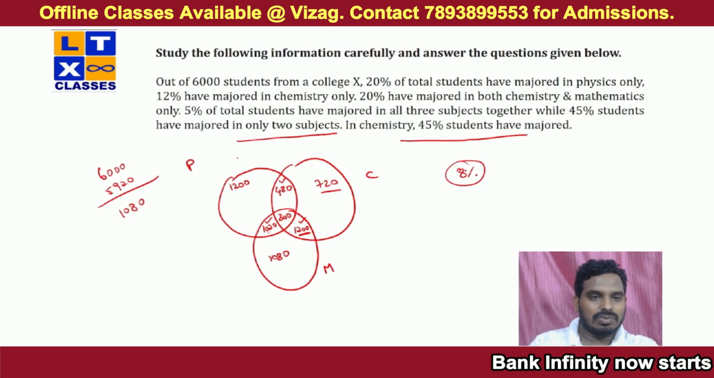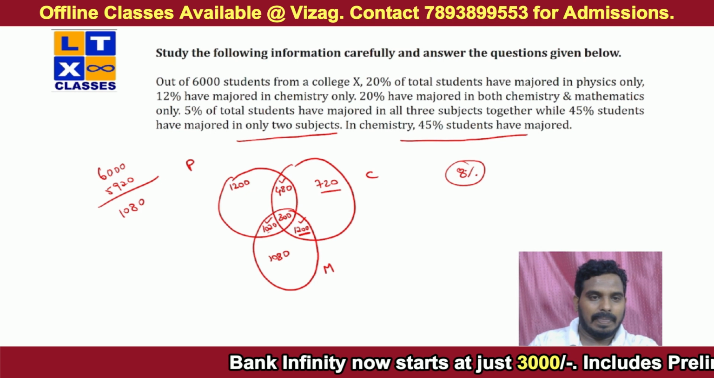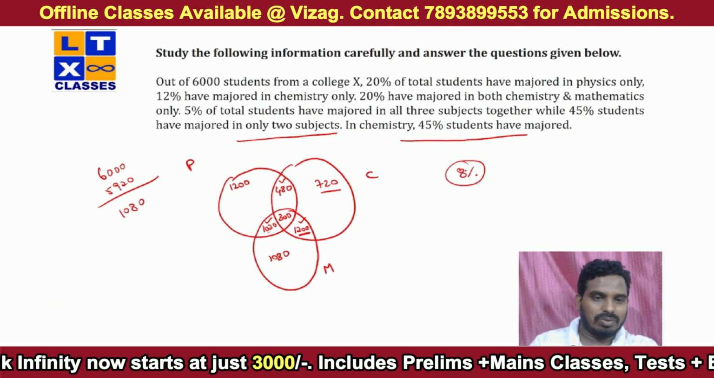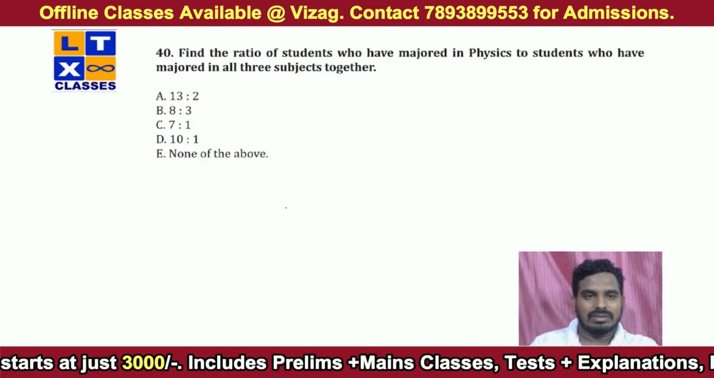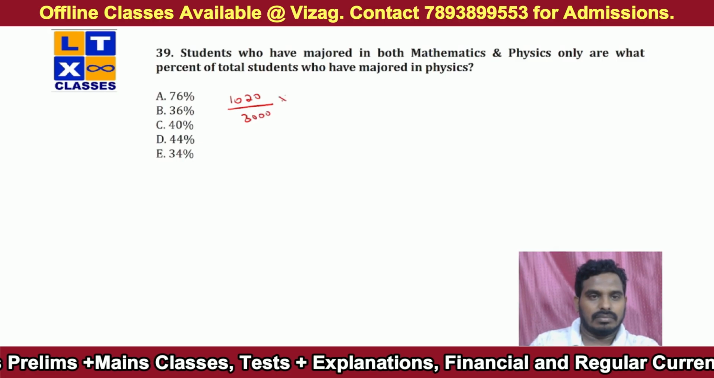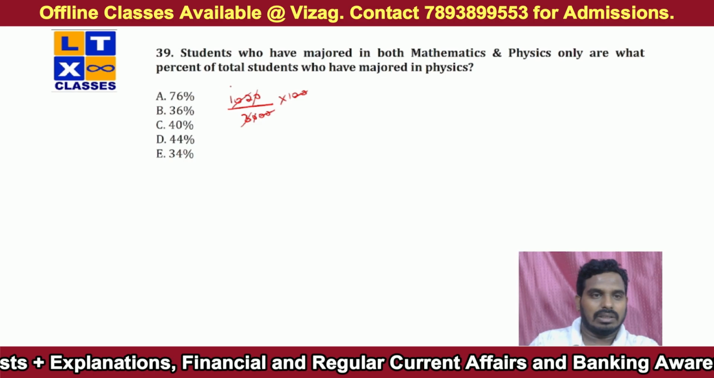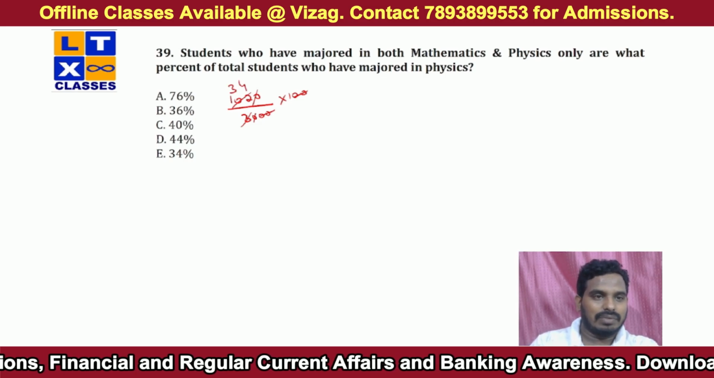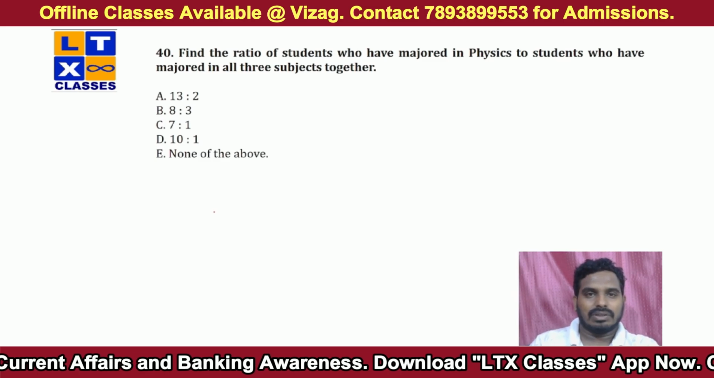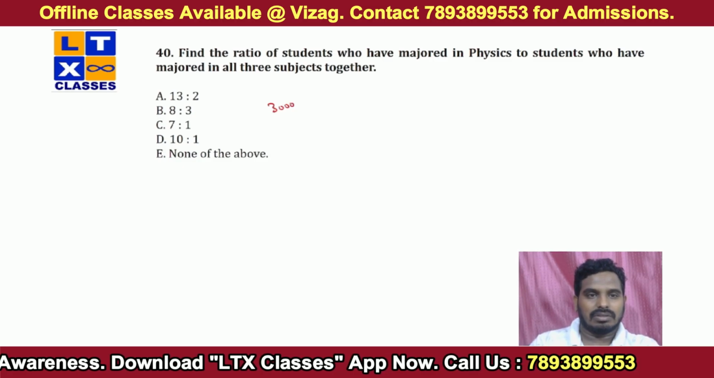Now, what about the students who majored in physics? 1200, 480, 1680 plus 1020 is 2700, plus 300, 3000. 1020 by 3000 into 100. The double zero gets cancelled. This is 34%. 34%.